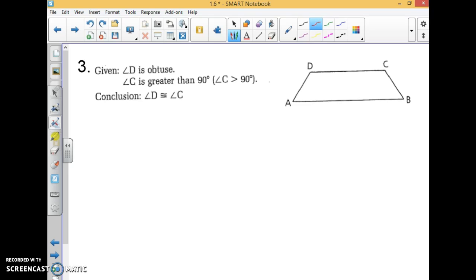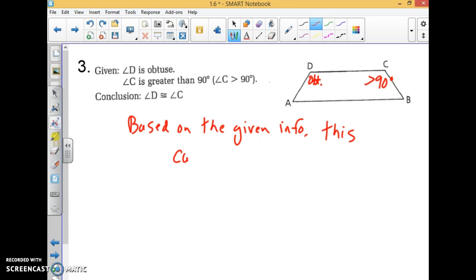Okay, for this next one, again, start by labeling the diagram. They tell us angle D is obtuse and angle C is greater than 90 degrees, and they want us to prove that angle D is congruent to angle C. We actually cannot prove this. So we should start by saying this. Based on the given information, this cannot be proven. So this is different. We are not proving that it is true. We are saying that we cannot prove it.